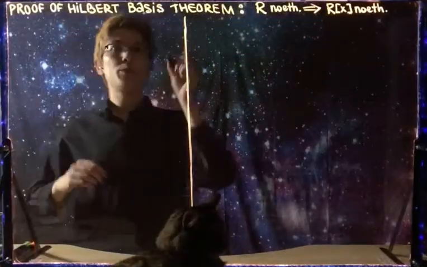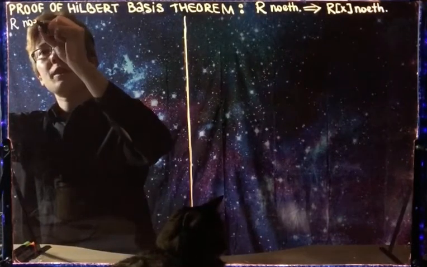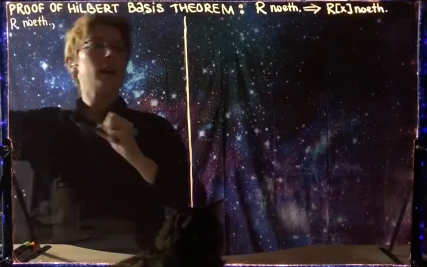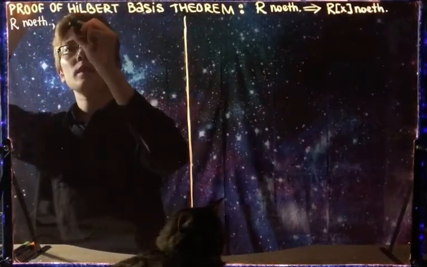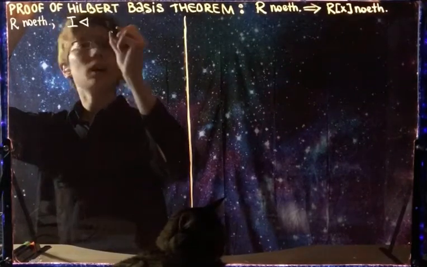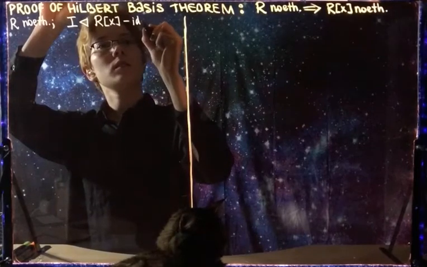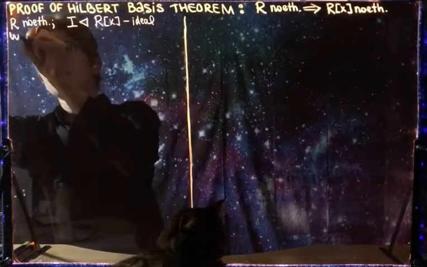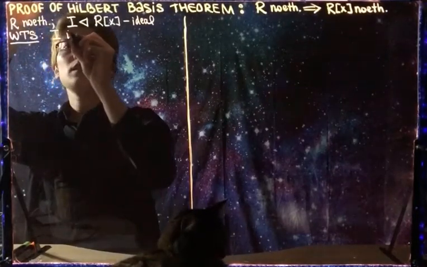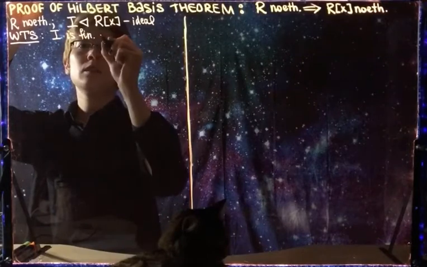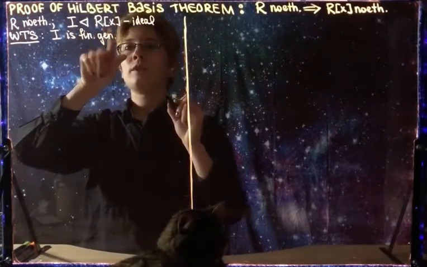Let's now turn to the proof of Hilbert basis theorem. So we have a Noetherian ring R, and we want to prove that R adjoin X is Noetherian, and to this end we pick some ideal I in R adjoin X. And what we want to show is that I is finitely generated as an ideal of R adjoin X.